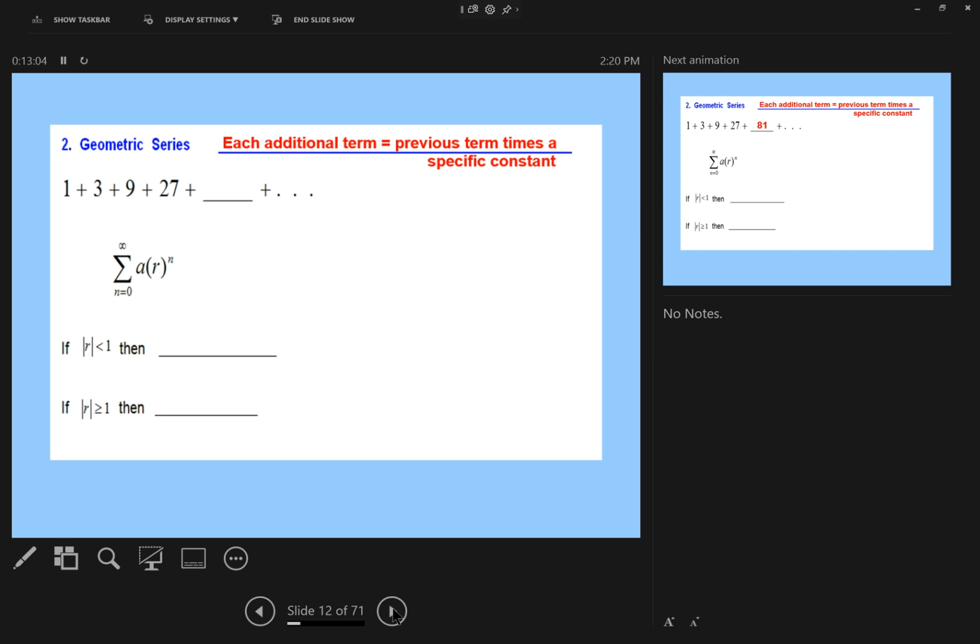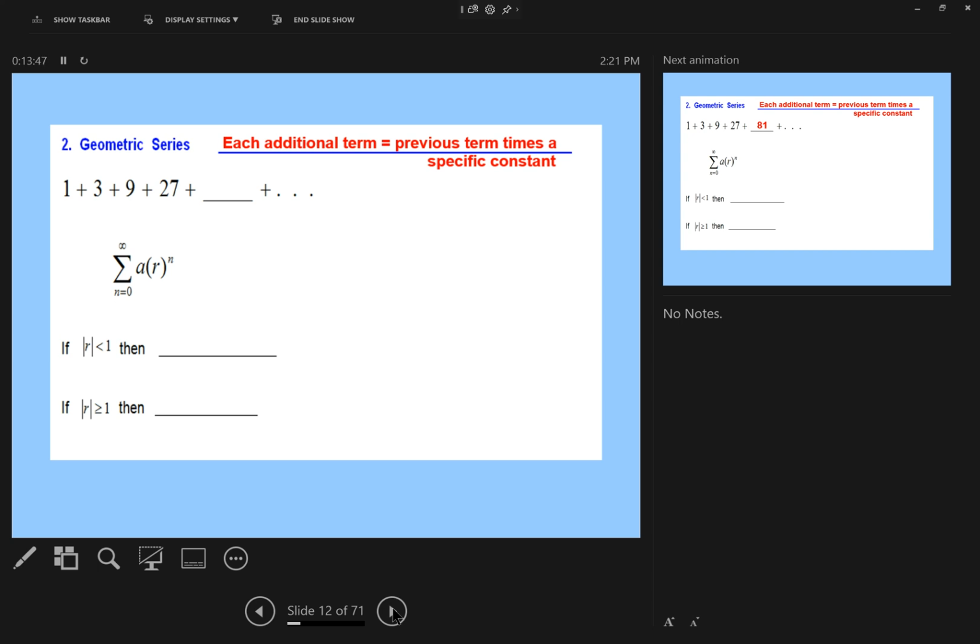So it's like each additional term is the previous term times some specific number. So maybe you multiply by 5 every time to get the next term, or maybe you multiply by 1/2 every time to get the next term. Each additional term equals the previous term times some specific constant. That's a geometric series. Now, I don't know that SAT specifically uses the phrase geometric. I don't know if they make you know the name of it, but I know they have you look for patterns. So like, for example, if I had 1 plus 3 plus 9 plus 27 plus, what would the next one be?